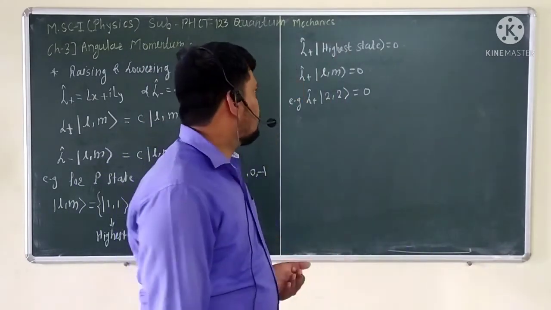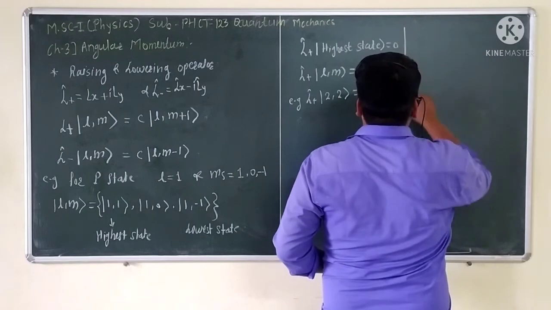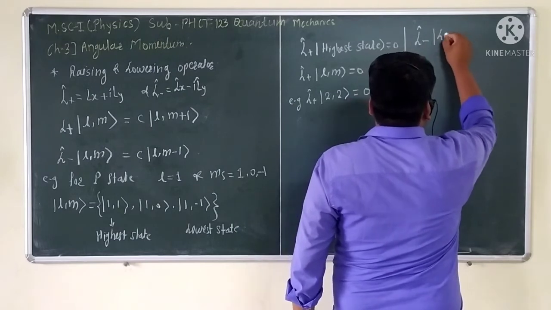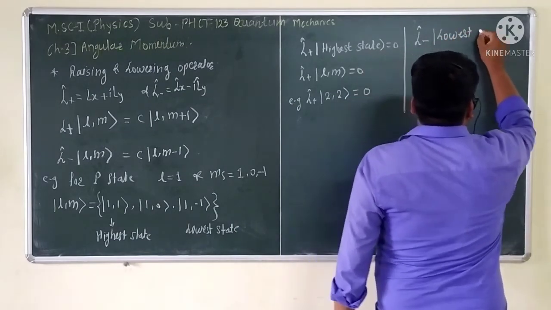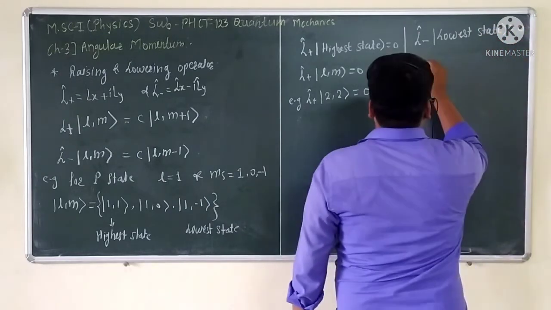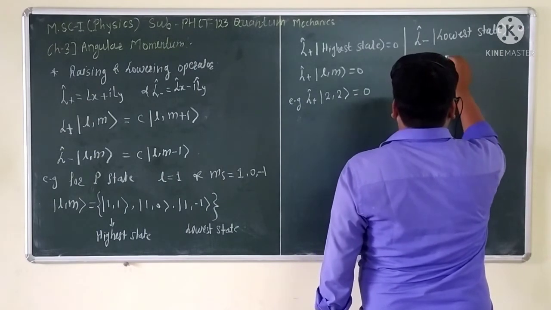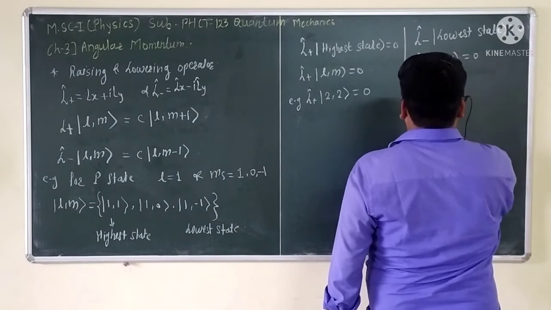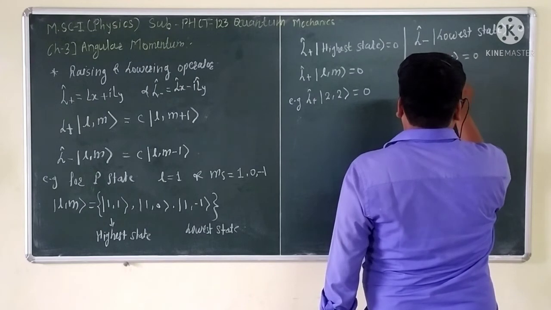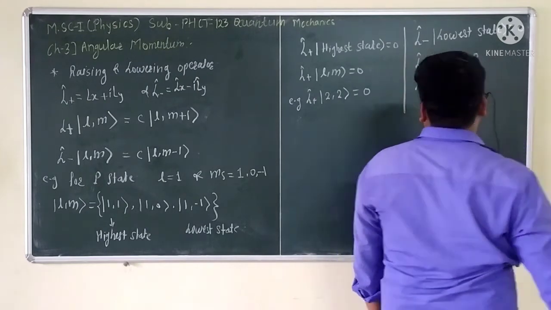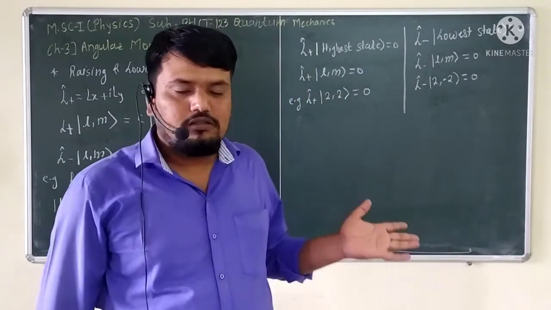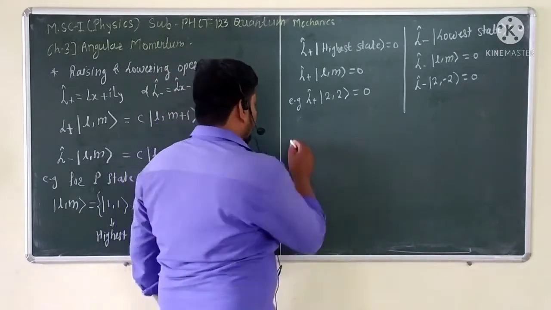Okay, and if you consider the lowest state, L minus cap acting on the lowest state is equal to 0, that is, L minus cap on the ket L comma minus L is equal to 0. For example, L minus cap on the ket 2 comma minus 2 is equal to 0.